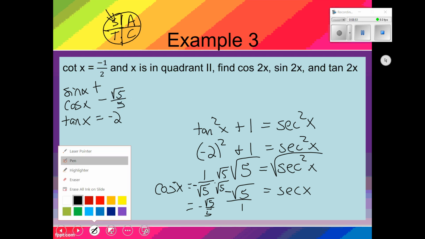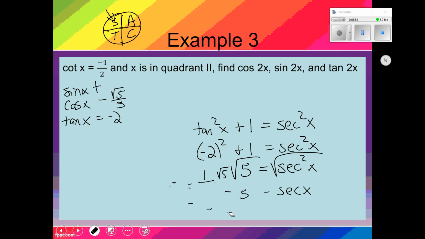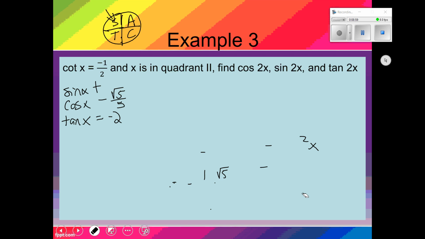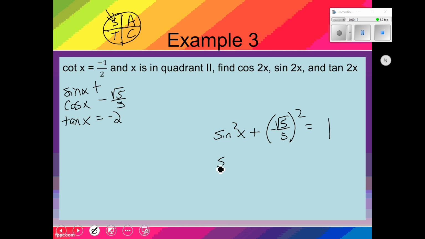Now, you can go back to your Pythagorean identity, now that you know cosine, and you can find sine. So, and there's other ways to do it, but this is just how I'm doing it. I'm going to go back to sine squared x plus cosine, I know, is negative square root of 5 over 5 squared equals 1. So I'm going to square that. When you square square root, those cancel, and you just get 5. This is going to be a plus. Sorry, not an equals.